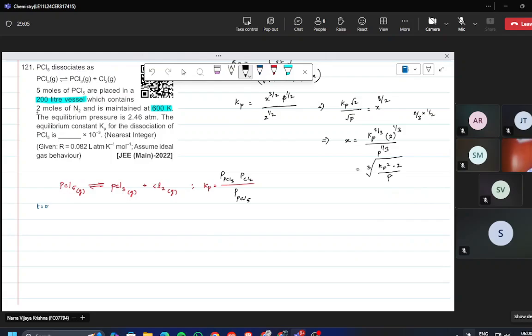What are they saying? 2 moles of N2 is maintained. What is the meaning of this maintained? It means initially if this container has 2 moles of N2, finally also 2 moles of N2 must be present inside the container, because N2 is inert, which doesn't interfere in the reaction. Correct? Now, these 2 moles of N2 create some pressure. So in that final 2.46 atmosphere, I need to subtract that. Then only the remaining is the pressure of the remaining gases. Correct?